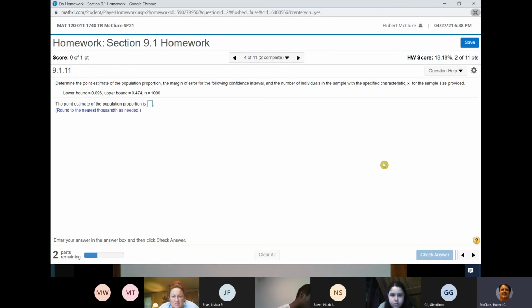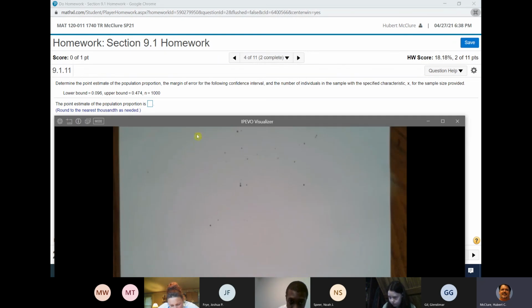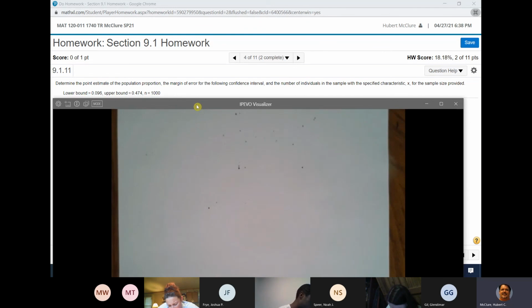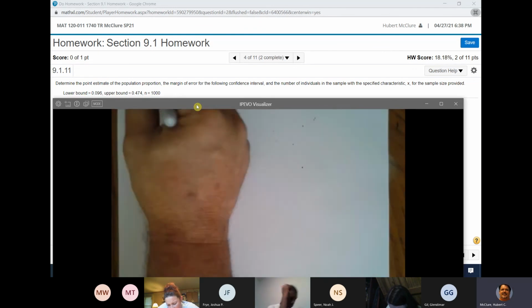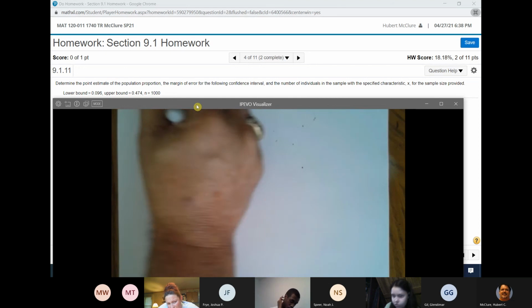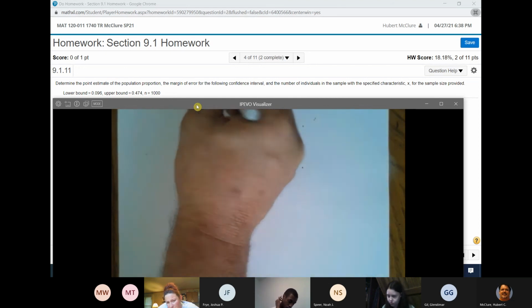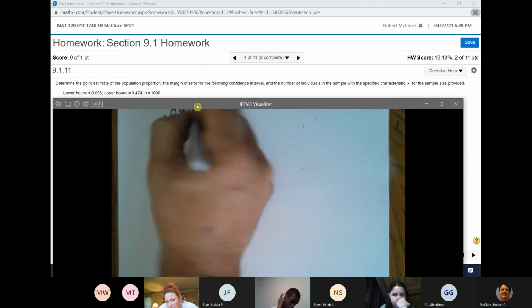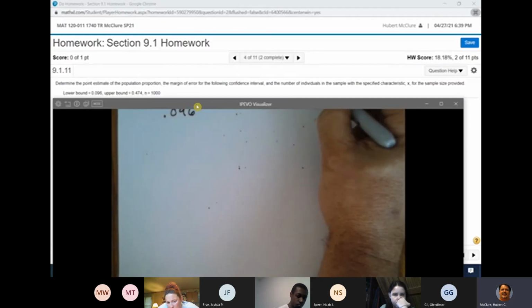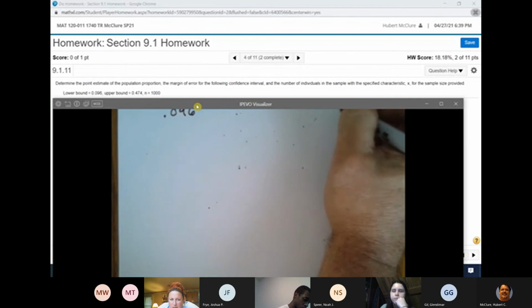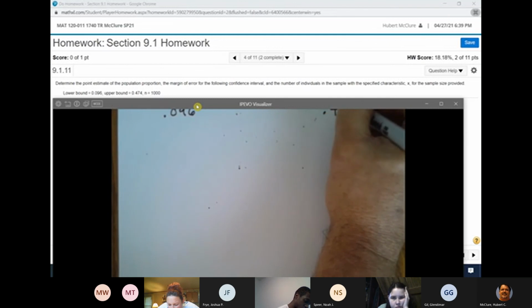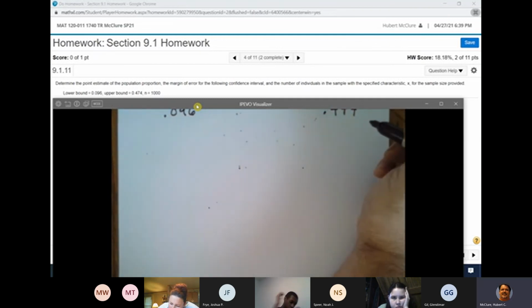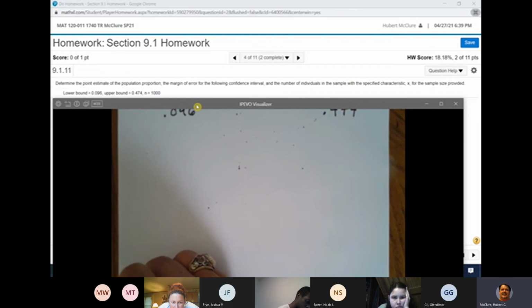I'm going to write it. Hold on. Give me a second. I'm getting there because I can't blow it up. Okay. The lower bound is 0.9096. The upper bound is 0.474. And N is equal to 1,000. I'm going to put that down here.